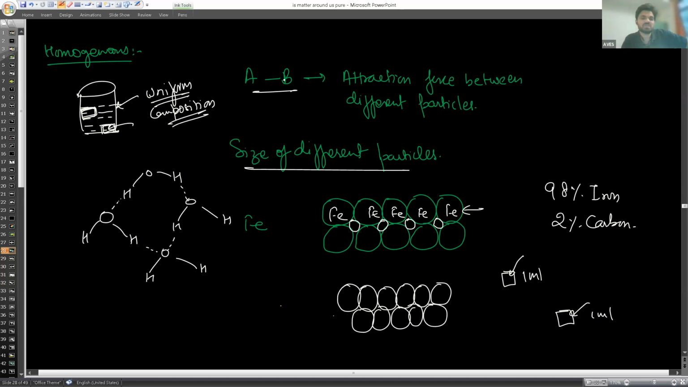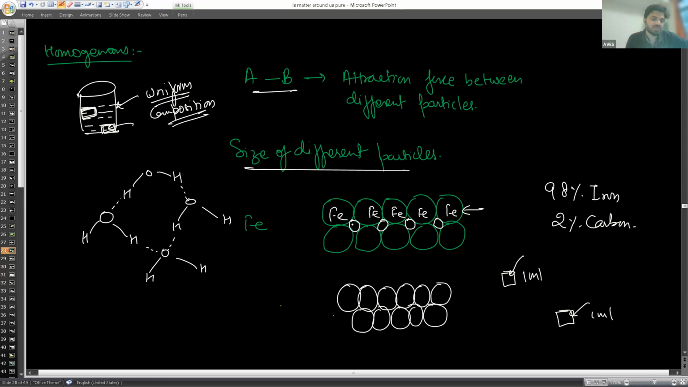So homogeneous mixtures, okay, attraction force is there. Sometimes we mix different particles. For example, in iron, you add some carbon particles, like 98% iron and 2% carbon. Carbon atoms have a smaller size, and iron particles have a bigger size.